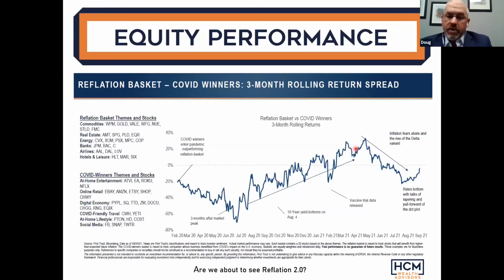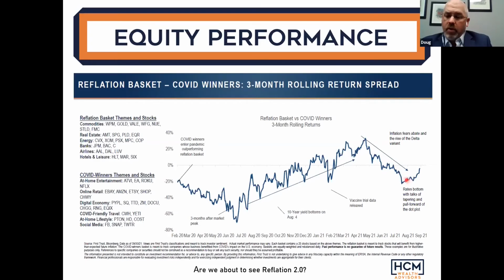Now, what happened then, you had the Delta variant popping up. You had concerns that the best of the growth rates, both economically and from an earnings perspective, were behind us, and we may start to fall into the same pattern that we saw in the early parts of 2020, where rates were going to come back down and deflation pressures were going to come back up. And what you can see is these COVID winners that were successful in 2020 started to become successful again.